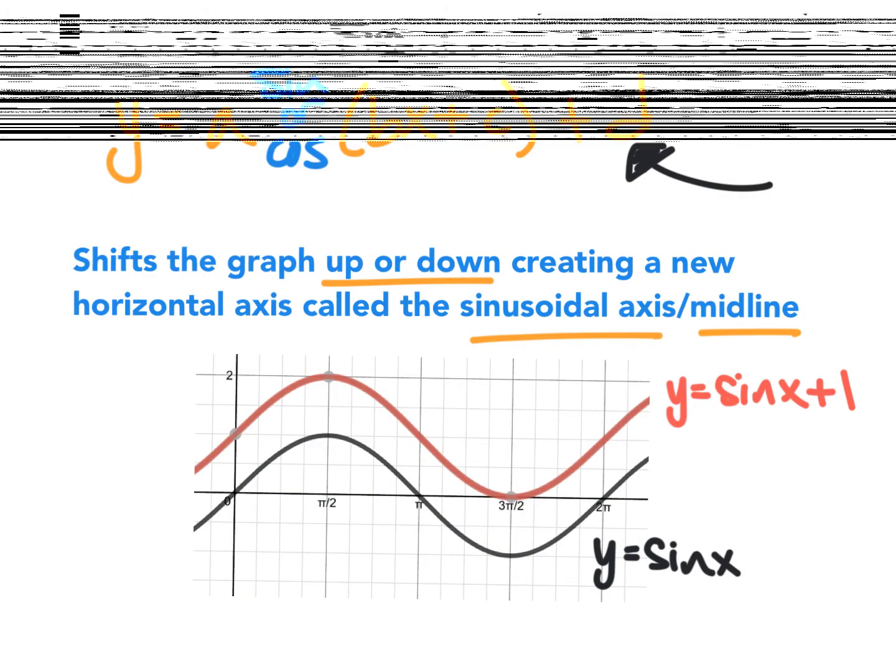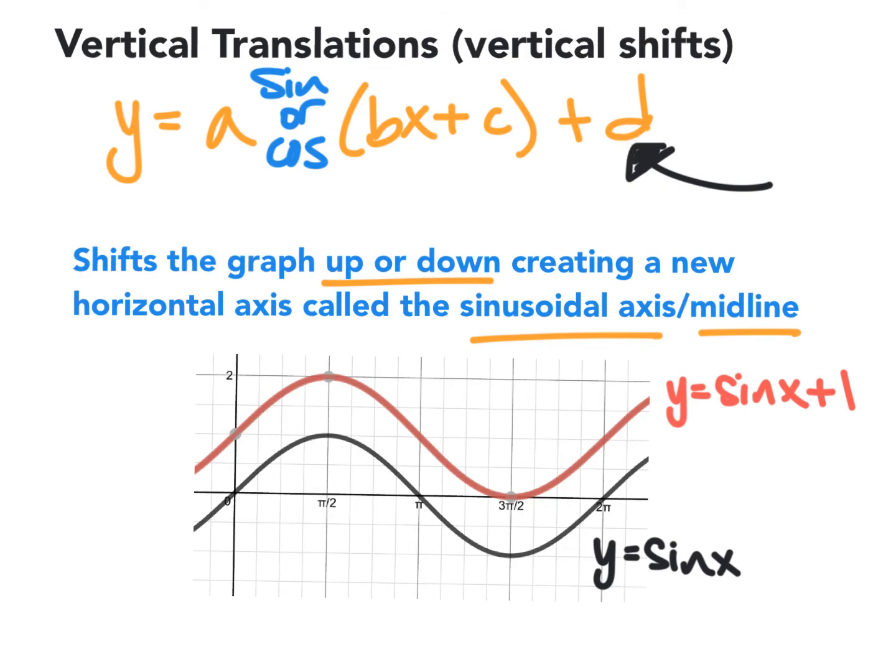All right, the last thing I want to talk about are the vertical shifts, and this just comes from this d right back here, just like all the other parent functions. All it does is shift the graph up or down, creating a new horizontal axis called the sinusoidal axis, or the midline. So whereas sine of x usually has this line right through the middle of it, for this it's because we have plus 0, right? And so it's at 0.